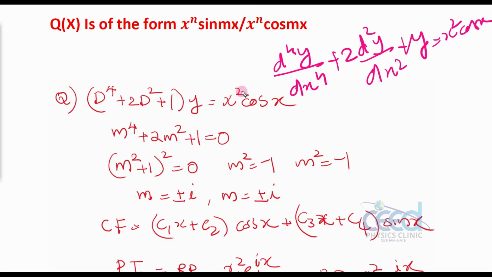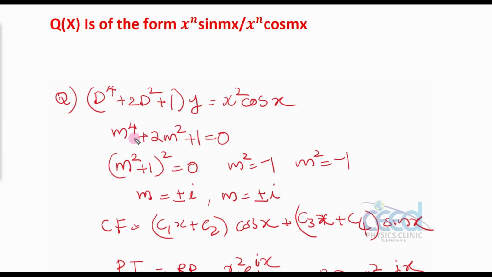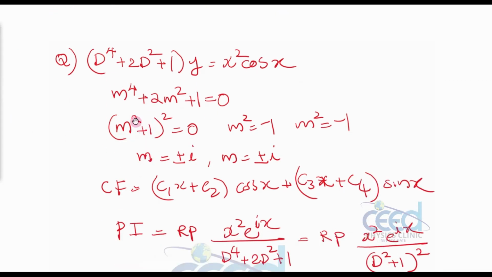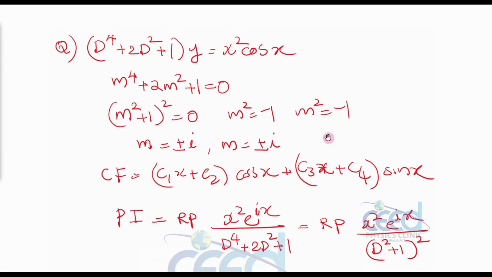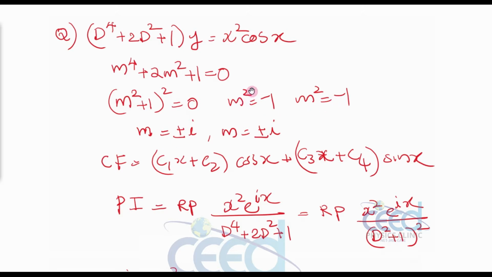Here the algebraic function and trigonometric function come together on the right side. As usual we can solve the auxiliary equation corresponding to this part: m^4 + 2m^2 + 1 = 0. This I can write as (m^2 + 1)^2 = 0, that is m^2 = -1. Again, as it is squared, we have the same solution repeating, m^2 = -1. So m = plus or minus i, and here also m = plus or minus i.